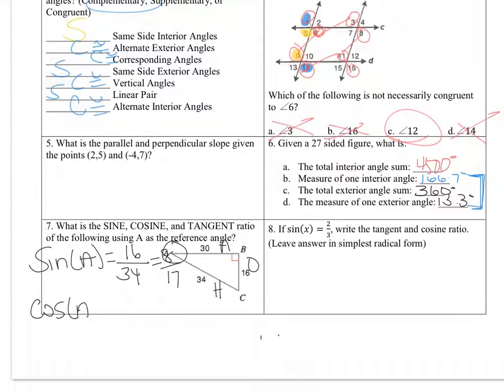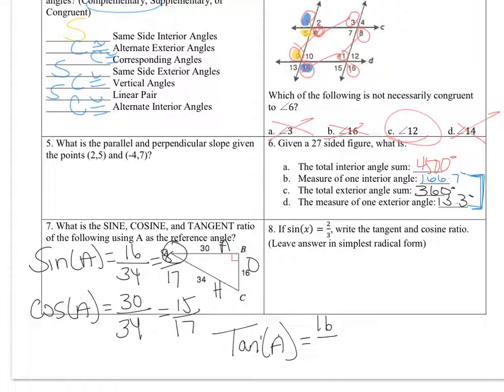Cosine of angle A is adjacent 30 over hypotenuse 34, which can be cleaned up to 15 over 17. And tangent of angle A is opposite over adjacent, which is 16 over 30, which turns into 8 over 15.